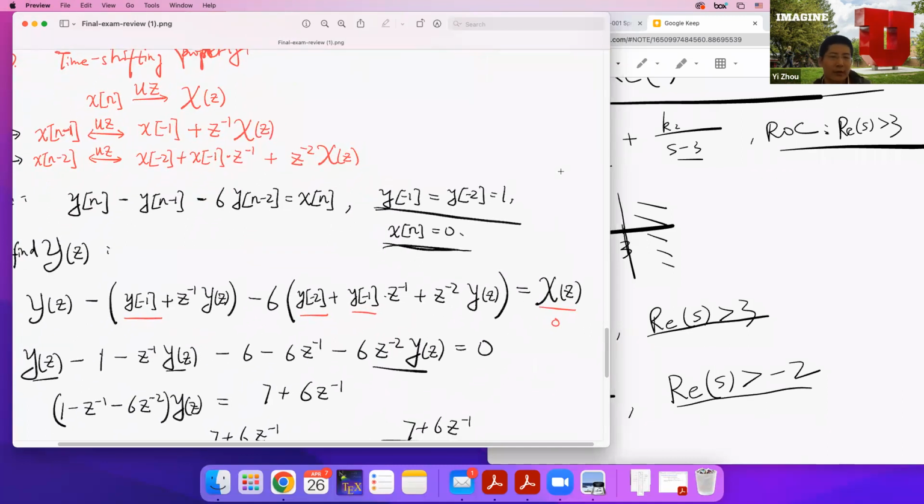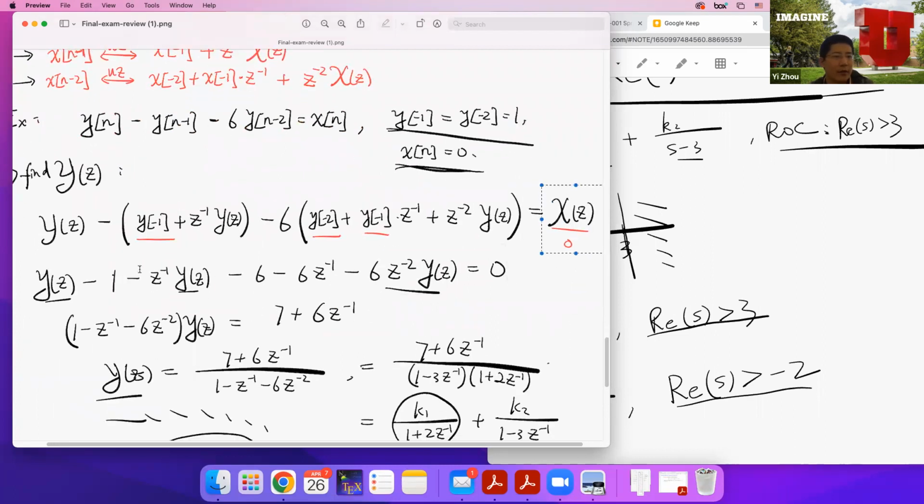Now we just plug in all the initial conditions into this equation. So y[-1], y[-2], they are given. So plug in these ones. And on the right-hand side, x[n], the input signal, is given as 0. So we have 0 input to the system. So because the input is 0, the corresponding unilateral transform is also 0. Okay, so on the right-hand side, we just have 0.